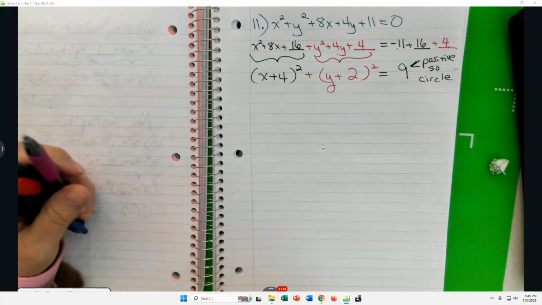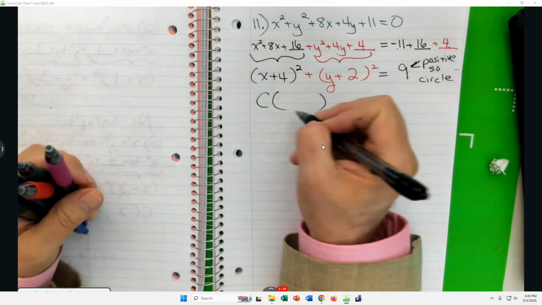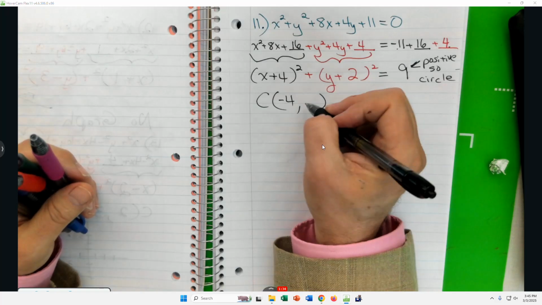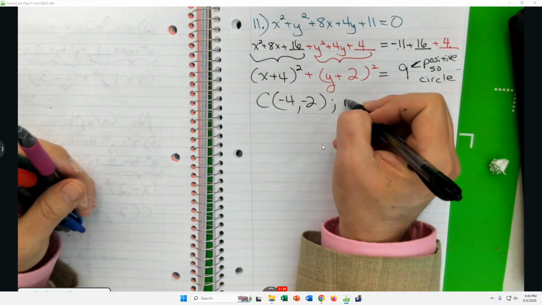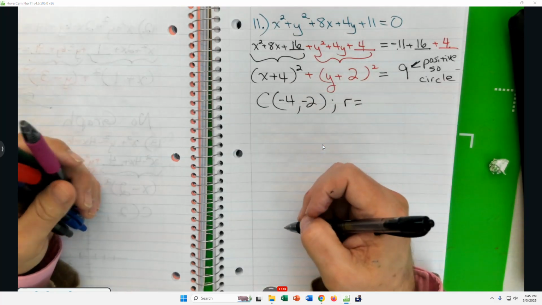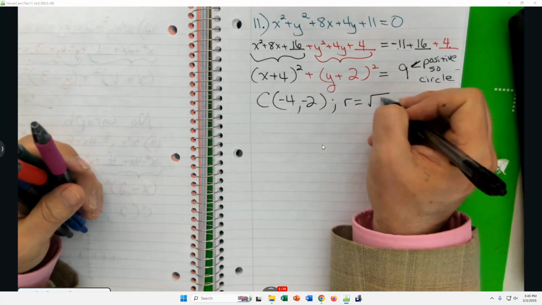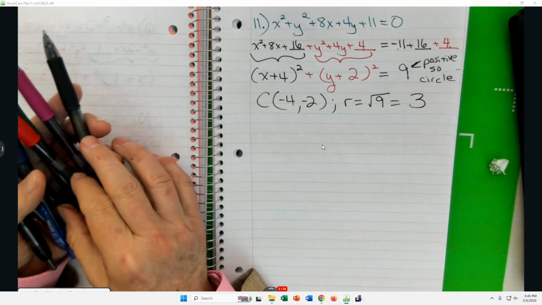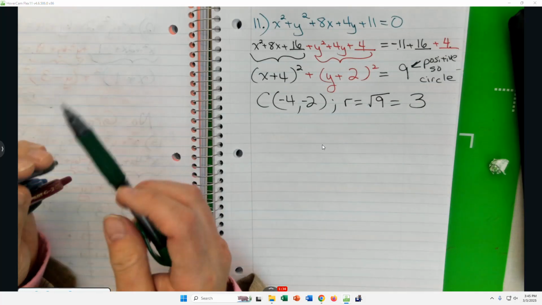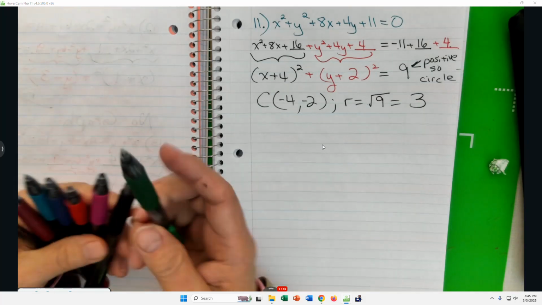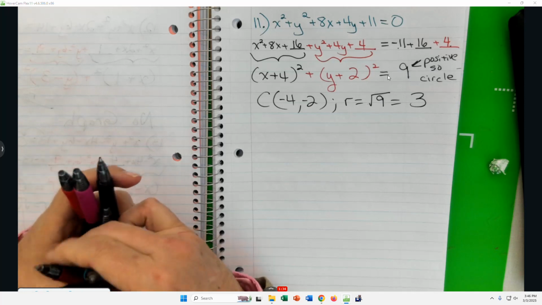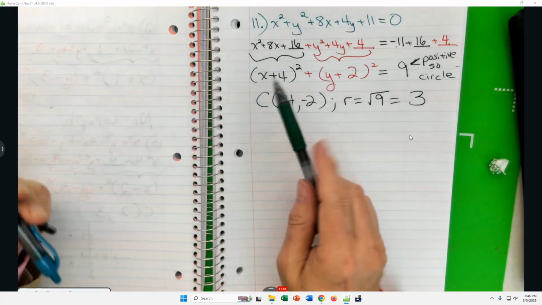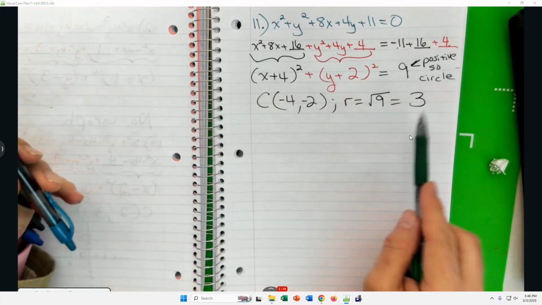What's the center of this circle? Negative 4, comma, negative 2. I agree. What's the radius? Square root of 9, which is equal to 3. So after class, if someone says, what did Mr. Timothy Precella teach you today? You say, change the sign, take the square root. Change sign, change sign, take the square root.